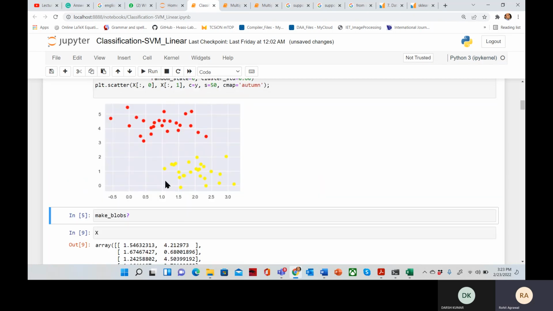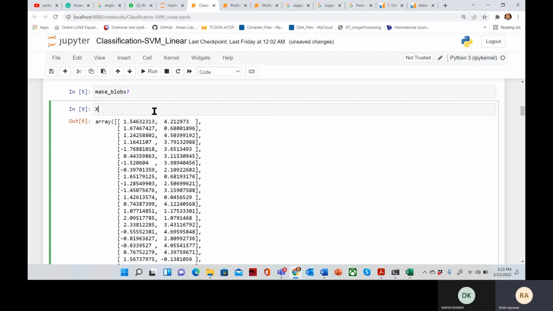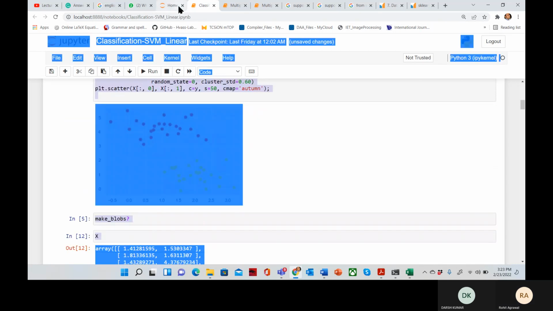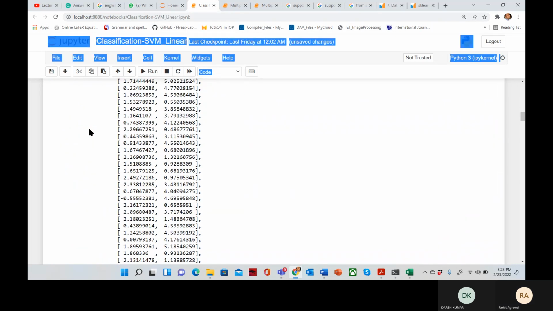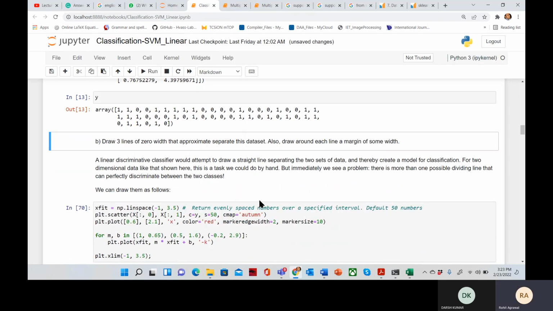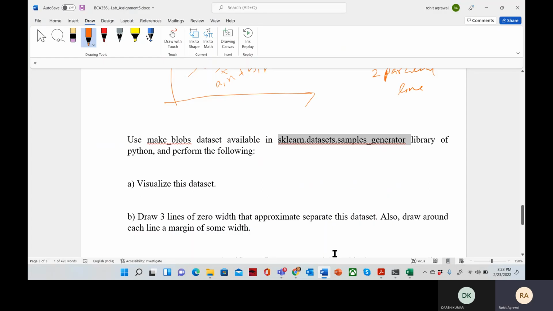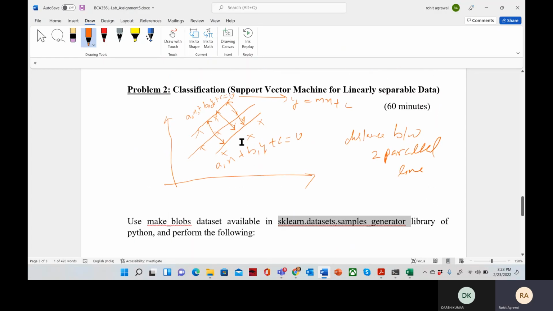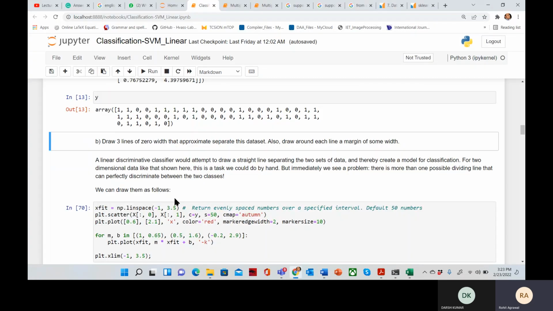So instead of using this data set, you can work on your own data set. Now the next question is in the support vector machine. We will just draw these 3 lines and see how much difference there is. Okay, that approximately separate this data set. Approximately we are just drawing.